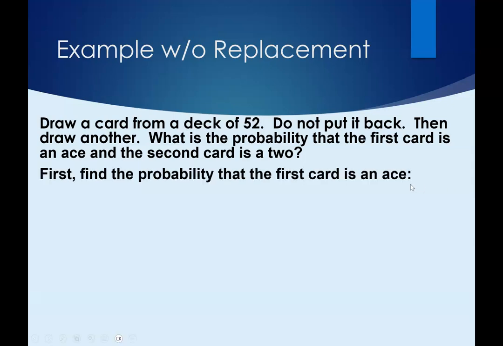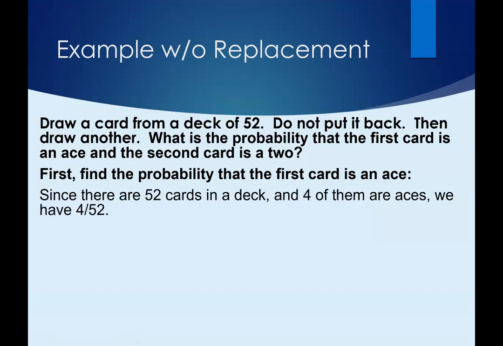So if we think about it, first we have to find the first card being an ace. What's the probability of that? Well, there's 4 out of 52 in the deck. We can write 4 out of 52 for that.